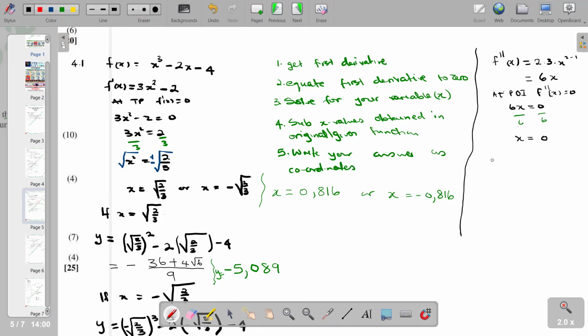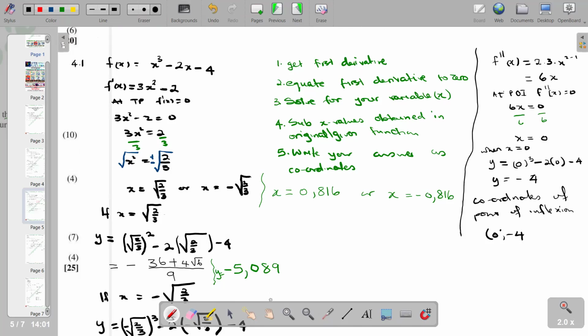So to get the y, we substitute x equals 0. So the y will be equal to 0 cubed minus 2 times 0 minus 4. So our y is equal to negative 4. So the coordinates of point of inflection will be given by (0, negative 4).